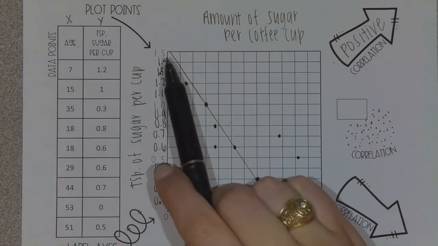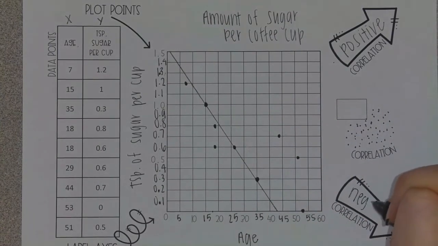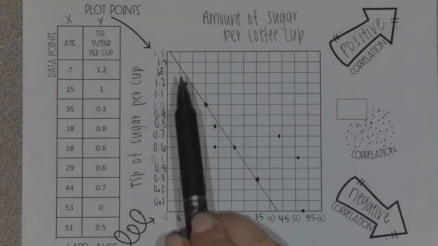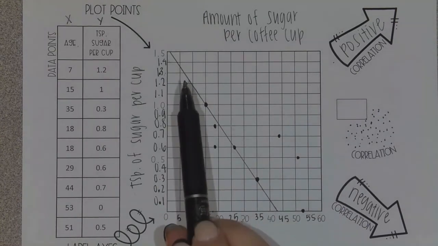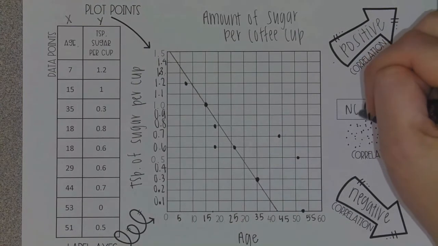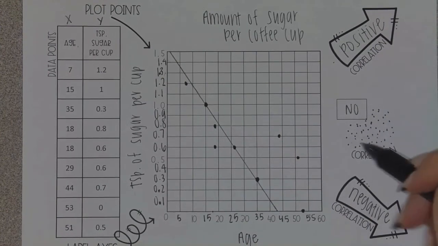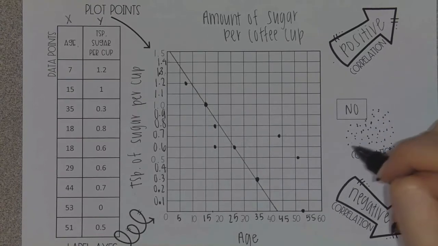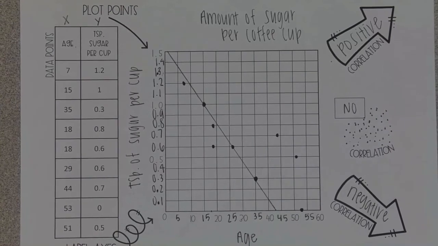Now, if it looks like ours and it's going down, this is what we call a negative correlation. So that means as our X increases, our Y is decreasing. So as people get older, they tend to put less sugar in their cups of coffee. And then sometimes you pick two things to graph that have absolutely no correlation, none at all. If I were to try to draw a line and get the same amount on each side, I could work going positive, it could work going negative, so there would be no correlation.